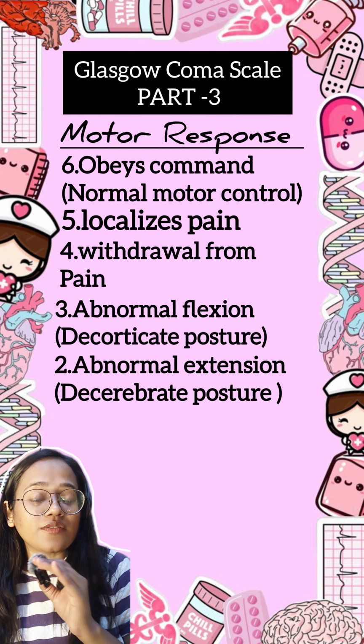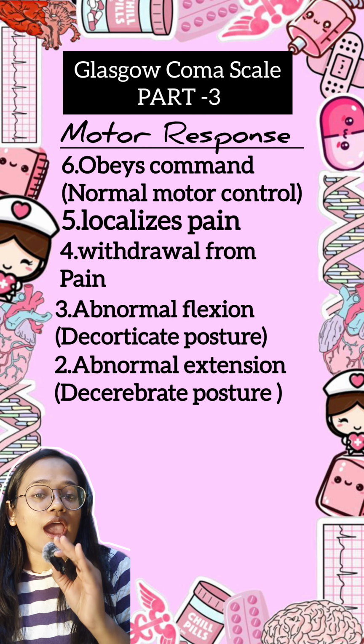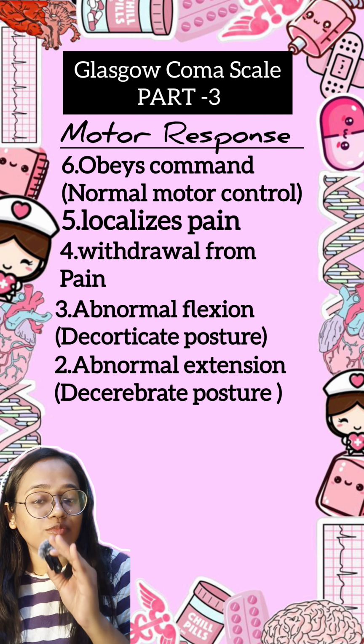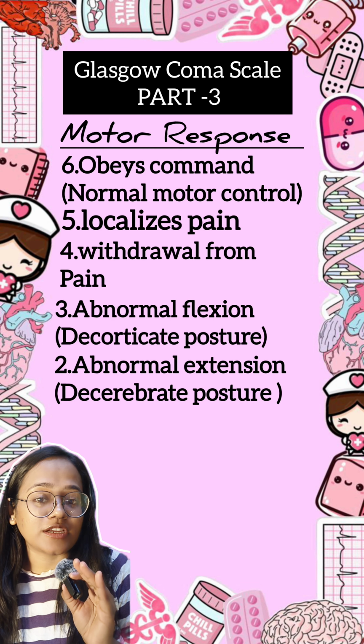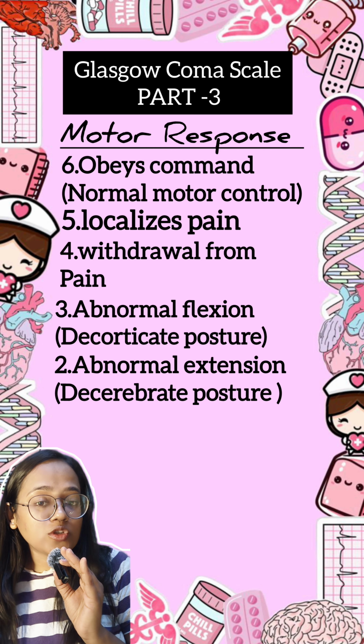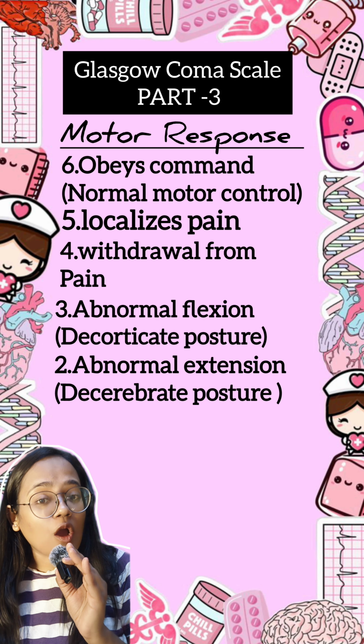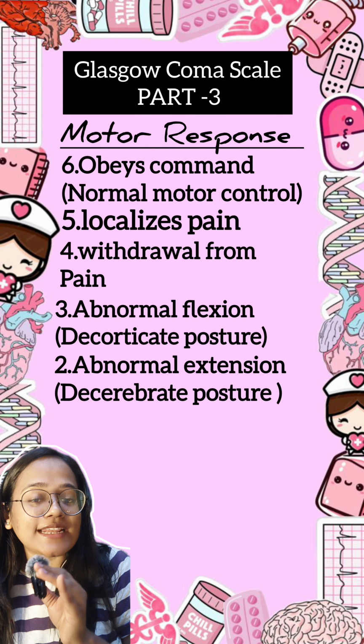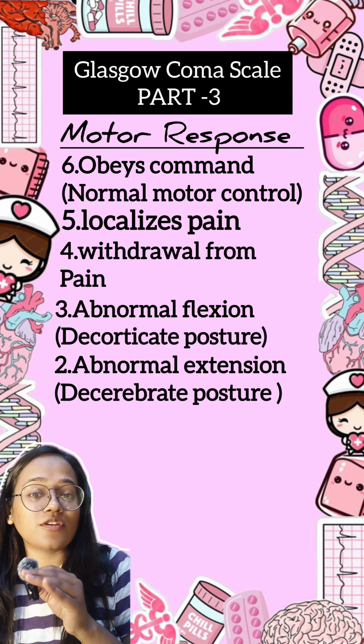Score 2 is given for abnormal extension, and it is also known as decerebrate posture. Here we can see an abnormal extension where the patient extends his arms straight down, elbows also extended, wrists flexed outward, fingers extended, legs extended and stiff. This shows a severe brain damage.